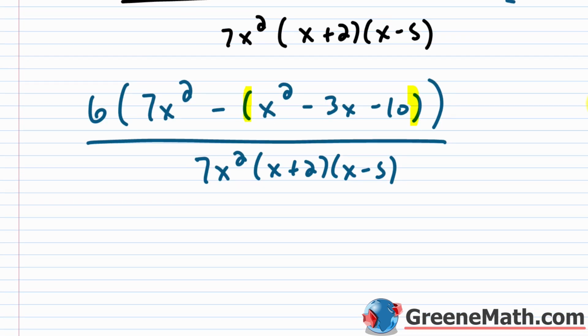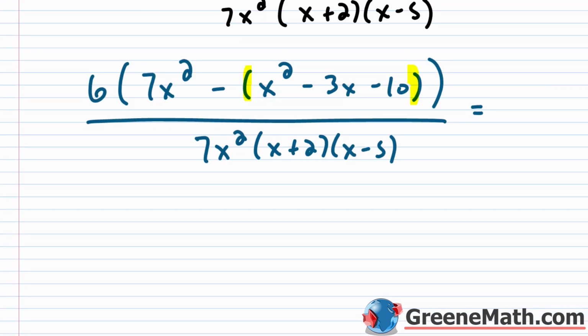Okay, let me slide down a little bit, put equals, and we'll say 6 is out in front. The 7x squared would be there. Then I'm going to change the sign of everything here.